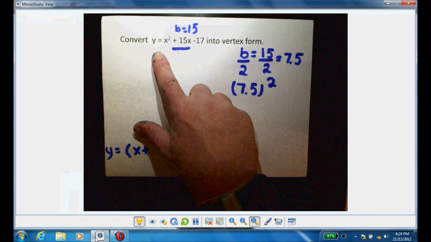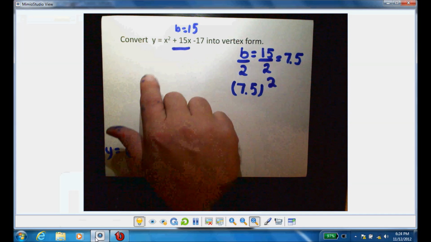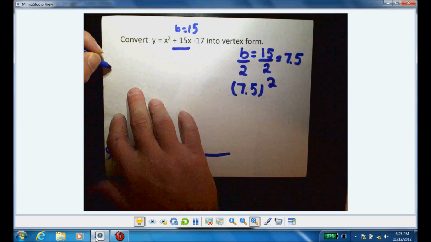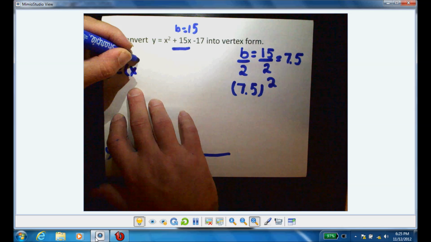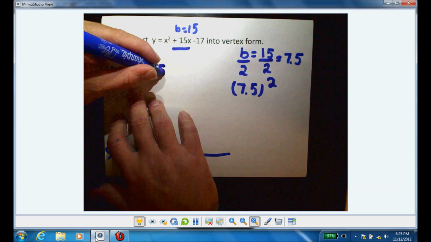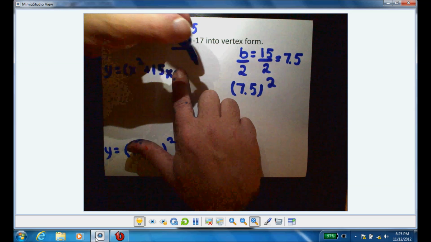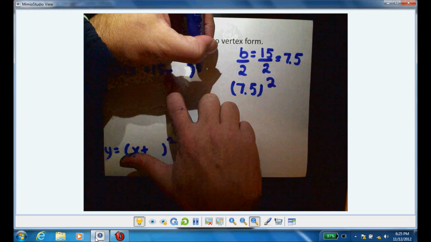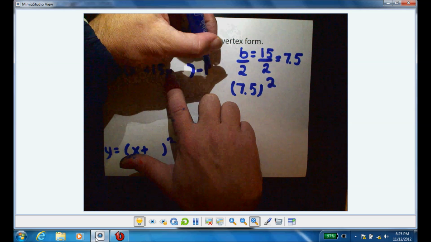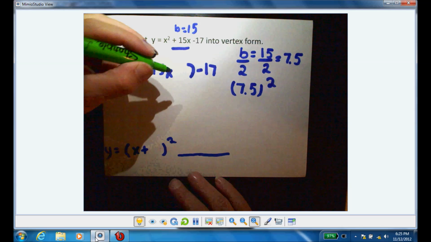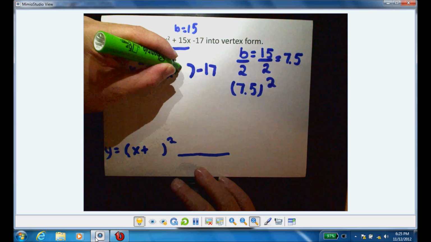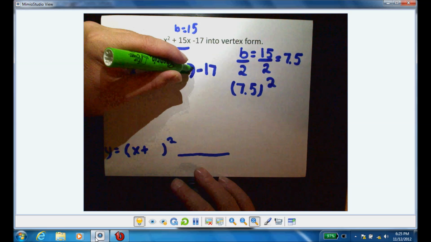Okay? Now I'm going to go back to my original problem and rewrite the equation. I'm going to say y equals x squared plus 15x, put my little finger space in there and close the parentheses, minus 17. Now, this is where that other number comes in. Remember, what was the number that I'm supposed to add? I'm supposed to add 56.25. So I'm going to put plus 56.25.